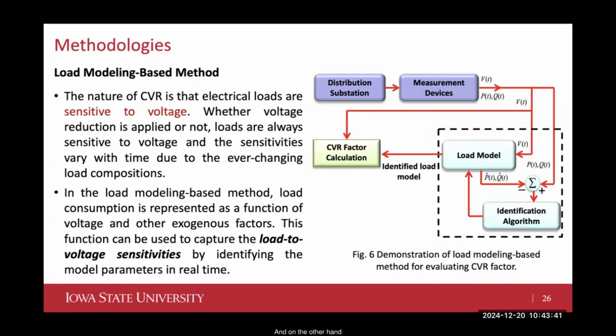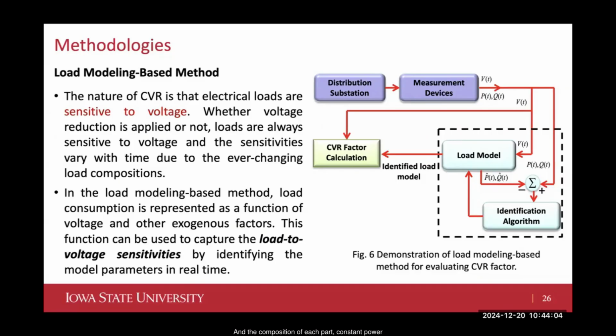And on the other hand, the other extreme case is that all the loads are resistive loads. In this case, you will have the maximum CVR factor according to Ohm's law, right? But in practice, you won't have either case. What you will have is more like a combination of constant power, constant impedance, and constant current load. We call it ZIP load.